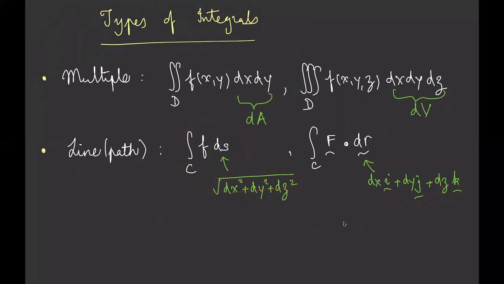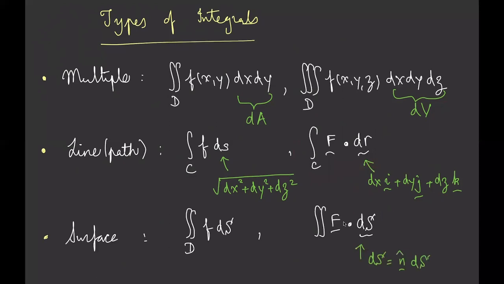So here's an integration, a path integral with respect to arc length. Here's another type of path integral, and in this case we motivated this by using the concept of work. So if I have a vector field, I look at the projection of the vector field in the direction of motion, and I integrate this along a curve C. That's going to give me an integral of this form.